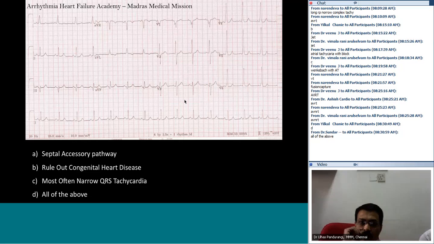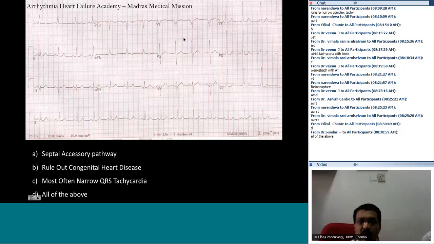So the reason why I put up this ECG is we should remember that in the pediatric age group, the commonest tachyarrhythmia is associated with an accessory pathway. Rarely the accessory pathway is manifest as is seen here, because most of the pathways are leftward, left-side accessory pathways, and hence the pre-excitation is not obvious. That's point number one.